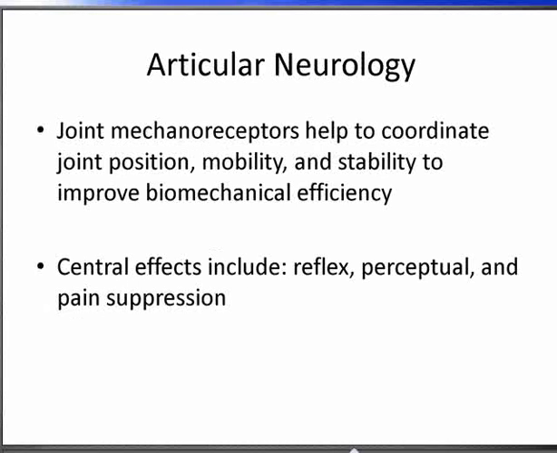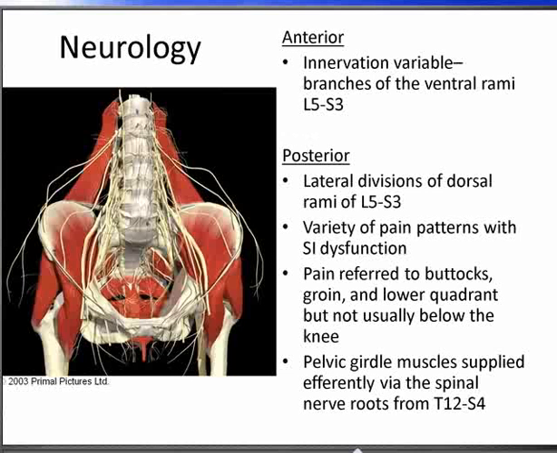All right, so looking at some joint mechanoreceptors that help to coordinate positioning, mobility, and stability, and improve biomechanical efficiency as well. So be aware that there's lots of mechanoreceptors that can help with stability. And then there's central effects that affect neurology around this region as well. So this picture just shows you the vast structure of nerve supply, both anteriorly and posteriorly.